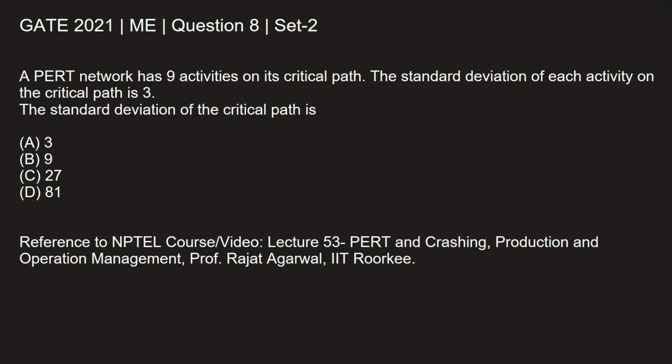So we have to find the standard deviation of the critical path when the standard deviation of each activity on the critical path is given to us to be 3. All activities have equal standard deviation and that is 3. We'll start with understanding the meaning of PERT network. What do we do in PERT network?